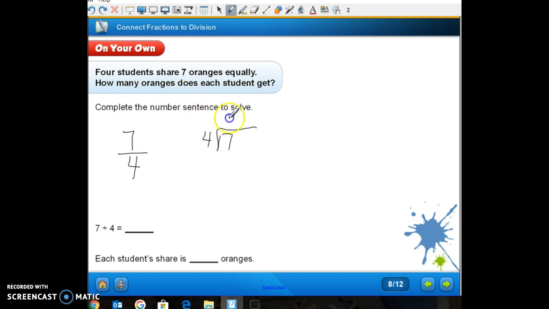4 goes into 7 once. What do we have left over? 3. And we put that over our divisor. This is the on your own number 5. So 7 divided by 4 is 1 3/4. So each student gets 1 3/4 oranges.